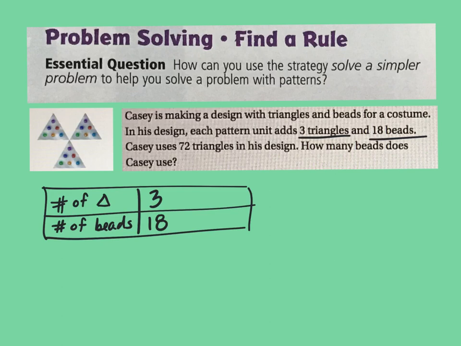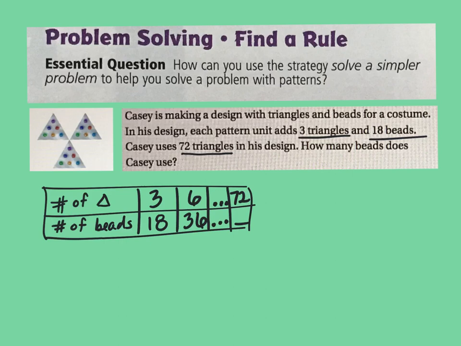I could continue filling out my table. For example, if I had 6 triangles, then I would have, let's see, 18 more would be 36 beads. But up here in the problem, it says Casey uses 72 triangles. So I'm going to skip a few and fill in 72 for the number of triangles. What I really want to know is how many beads he will use if he uses 72 triangles. So I want to find my unknown in the table there.